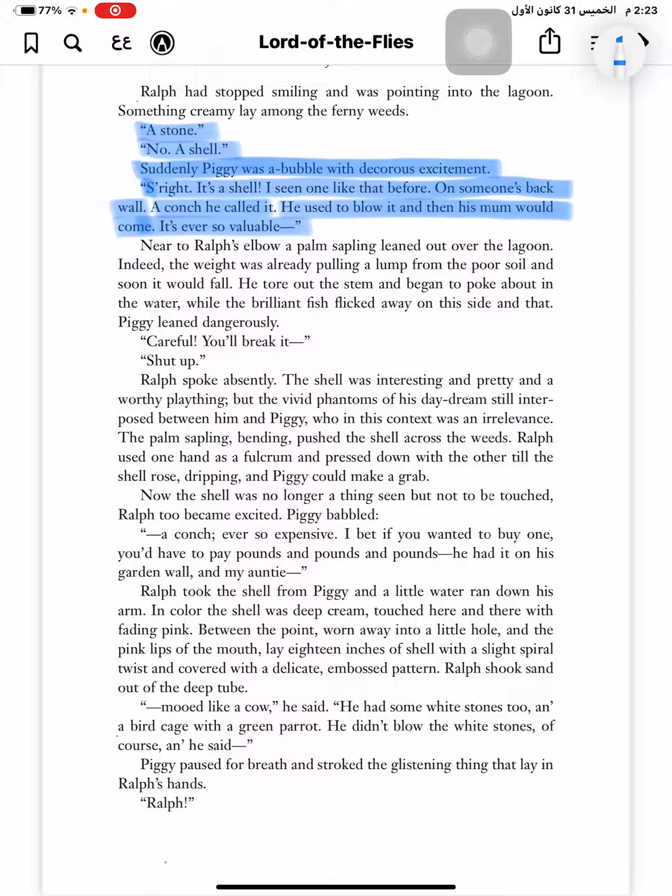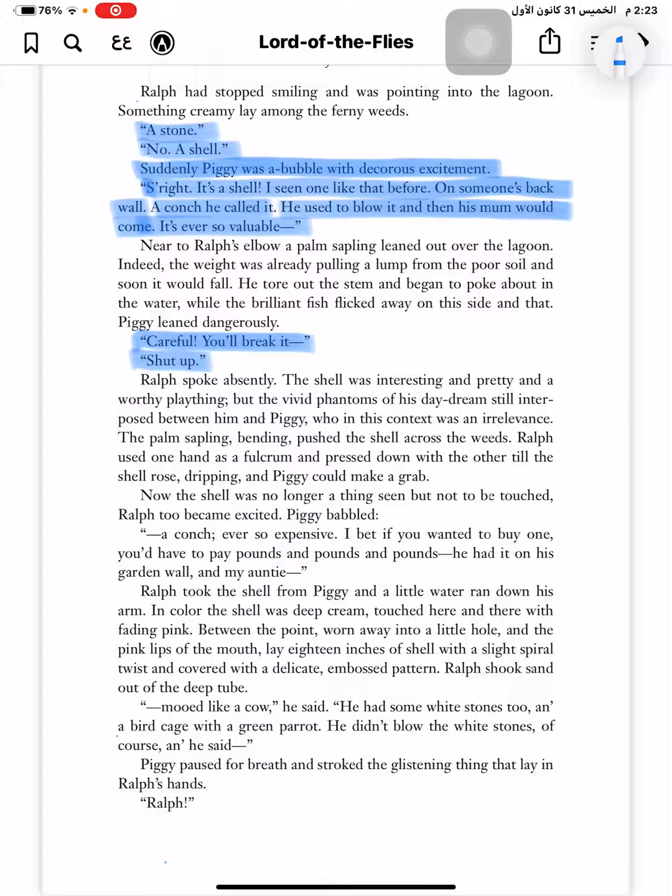Why? Because Piggy's neighbor was using this shell in order to summon his mother, who was mute. So it is so valuable for whom? For Piggy's neighbor. That's why Piggy finds it so precious and expensive. Here he told Ralph, "Careful, you'll break it," because Ralph doesn't know how to catch the shell and it is so breakable. Again, Ralph is impolite when he said, "Shut up."